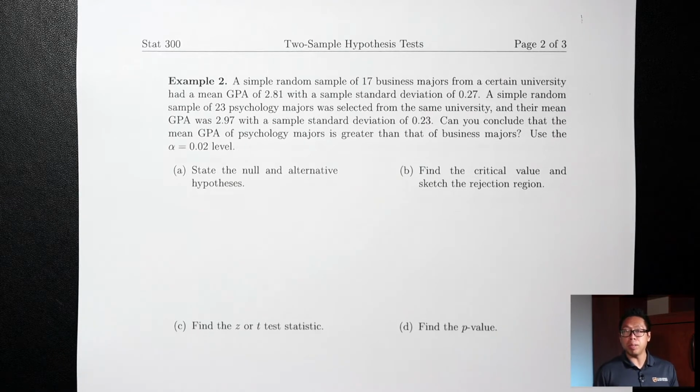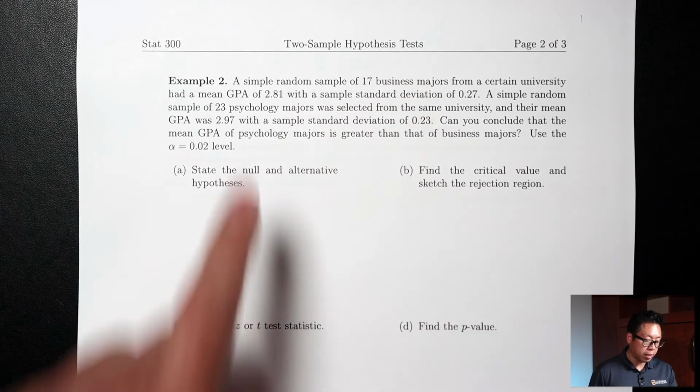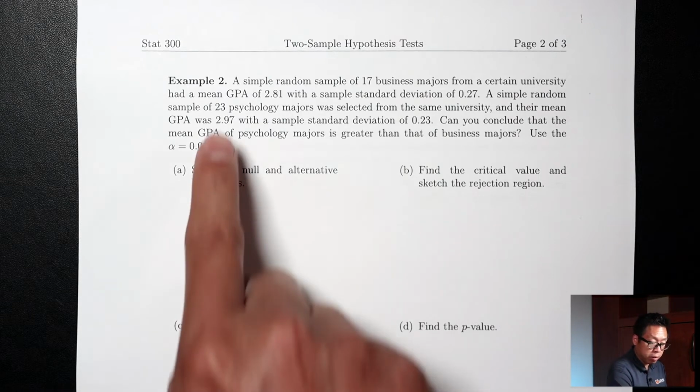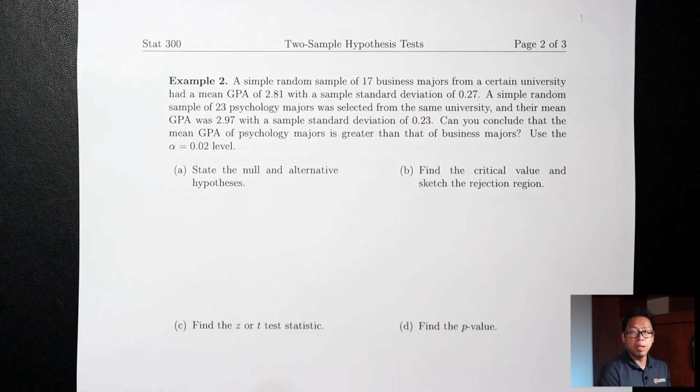Notice that we're talking about two groups here. We're talking about the business majors and the psychology majors. So this will be two something, either two proportions or two means. If you see the words mean and standard deviation in the question, which we do here, mean, standard deviation, it will be a mean situation. So this would definitely be a two means question.